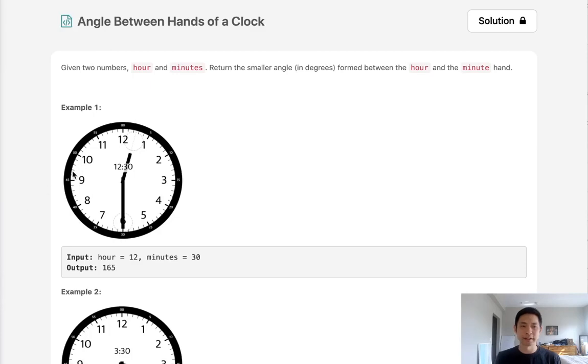Welcome to July's LeetCode Challenge. Today's problem is Angle Between Hands of a Clock. Given two numbers, hour and minutes, return the smaller angle in degrees formed between the hour and the minute hand.